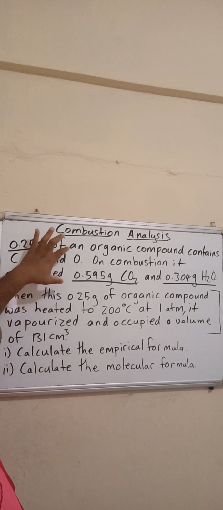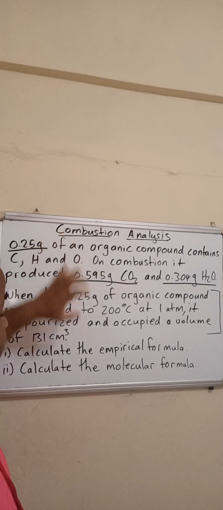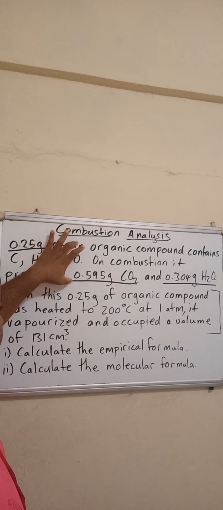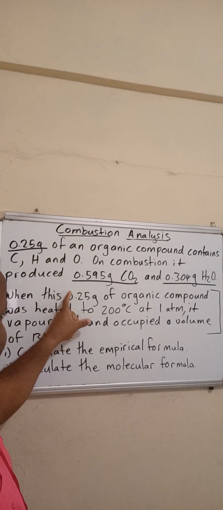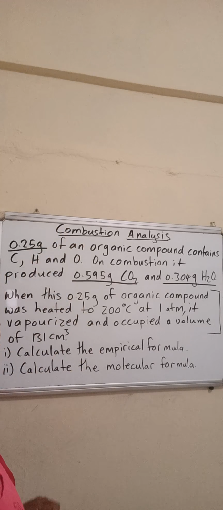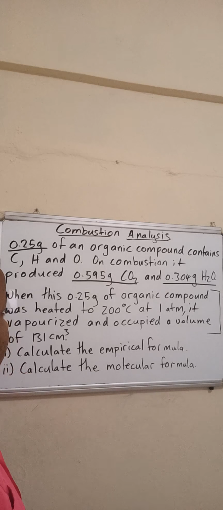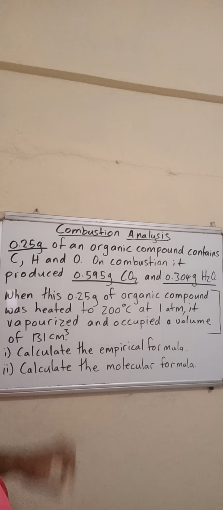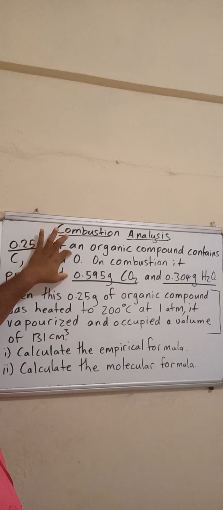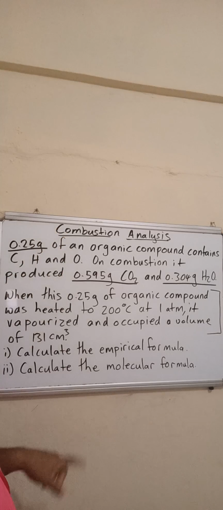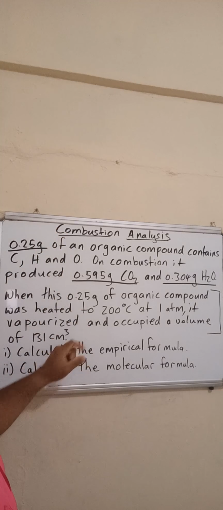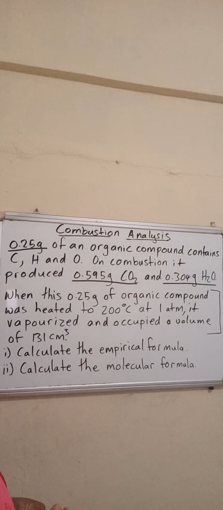So the data up here is to calculate the empirical formula. The data provided here is to calculate the molar mass of the compound so that we can work out the molecular formula. So first I'm going to show you how to calculate the empirical formula and then use this information to work out the molecular mass of the compound.